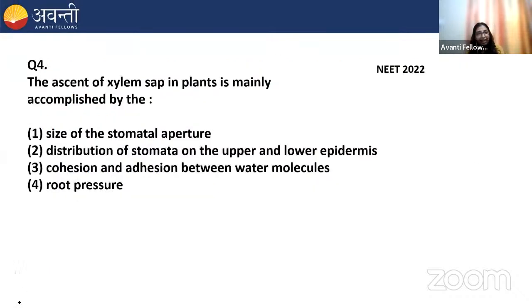The ascent of xylem sap in plants is mainly accomplished by the: option 1 says size of the stomatal aperture. Number 2 says distribution of stomata on the upper and the lower epidermis. Number 3 says cohesion and adhesion between the water molecules. And number 4 says root pressure. What do you think? What will be the correct option for this question?